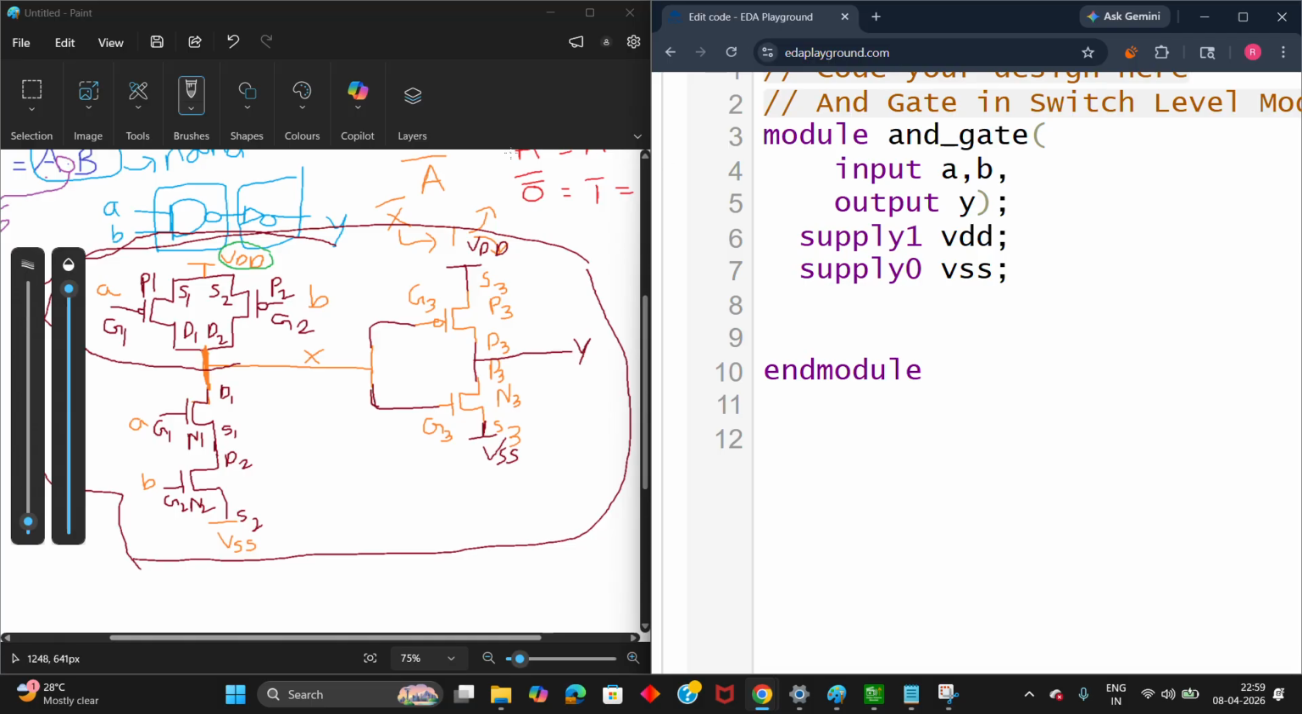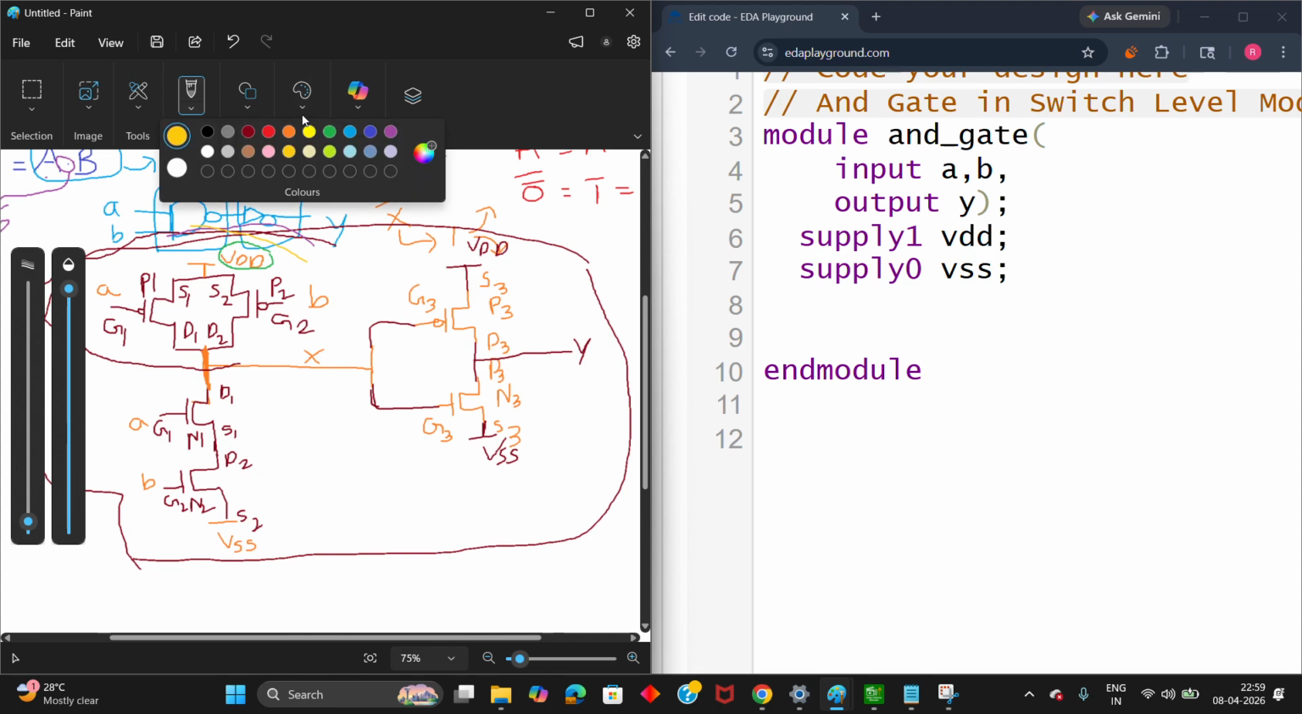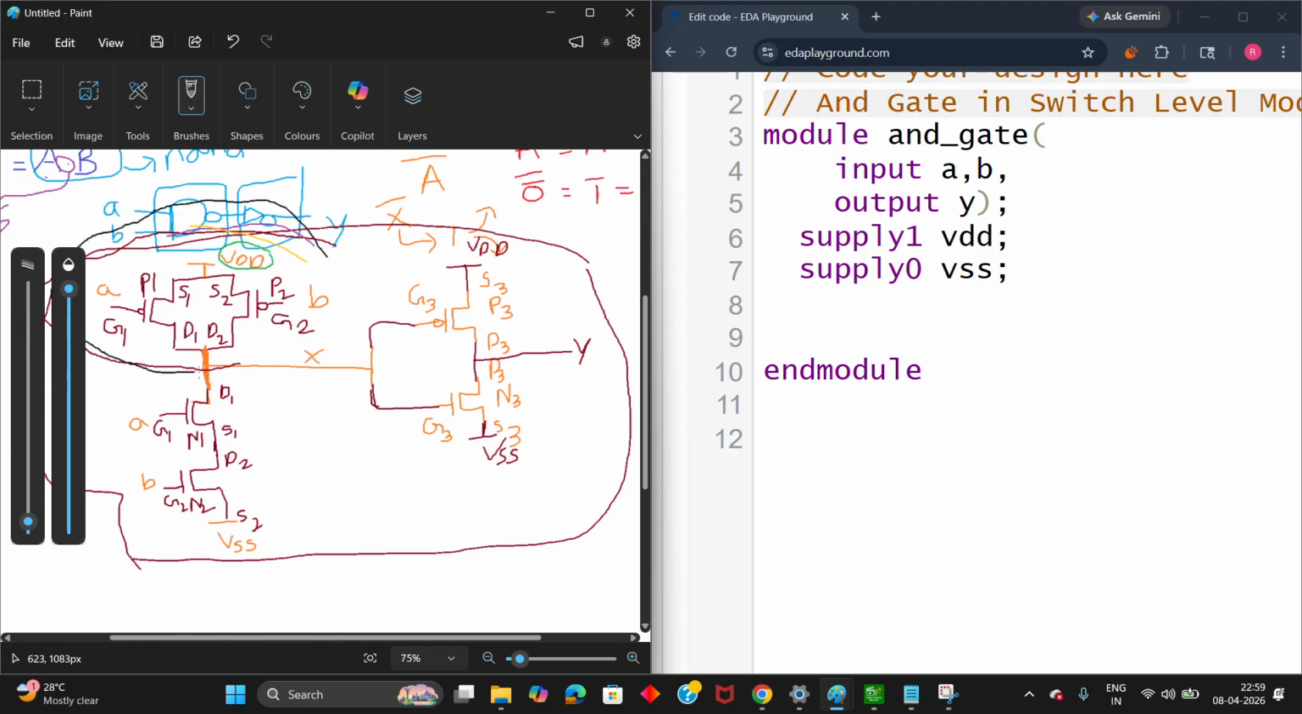Now let us write the code for this particular pull up network. Let me change the ink to some, let us take yellow. Yeah, no, let us take some black. Yeah, so let us write the code for this particular region.